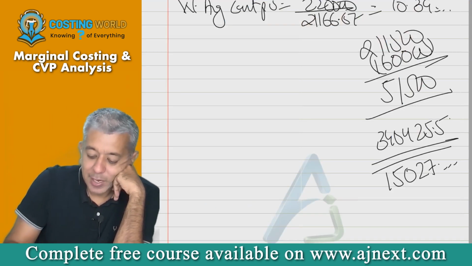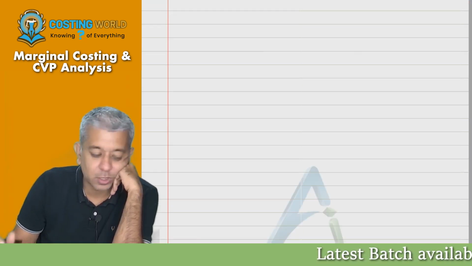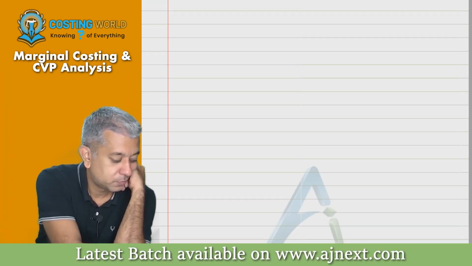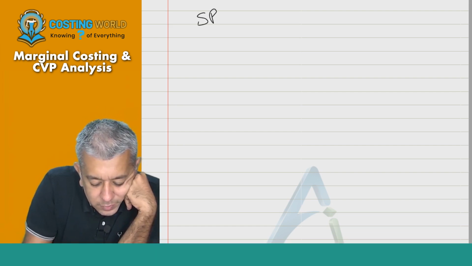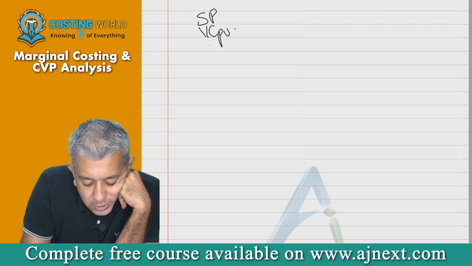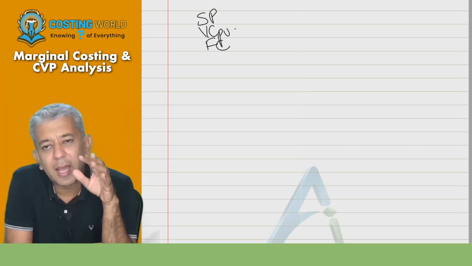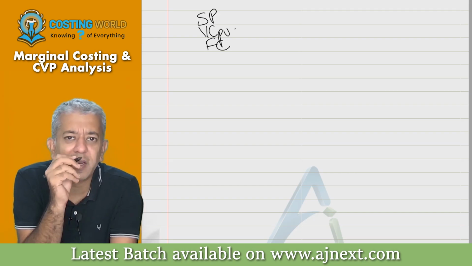Listen. Tell me, when this chapter started, there were 3 assumptions to this entire chapter. What were those 3 assumptions? Selling price is constant. Second, variable cost per unit is constant. Third, fixed cost is constant. Now, I can try to tell you these assumptions in slightly a different way also.